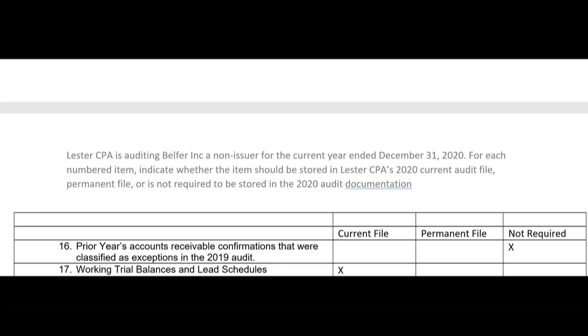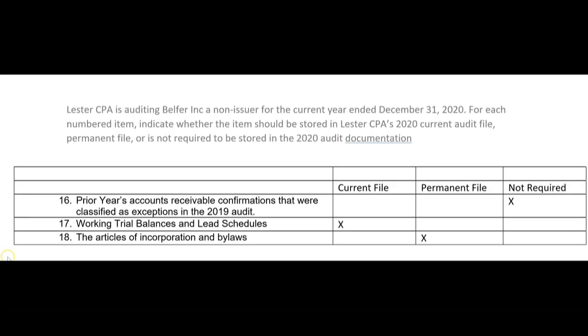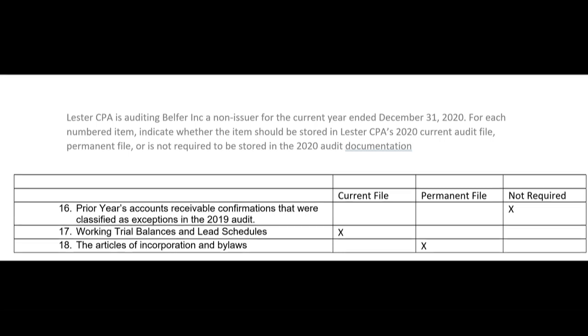All right, what's a lead schedule? A lead schedule is the audit document that reflects the major components of one amount reported on the financial statements. For example, the client's cash balance. All the client's cash accounts are summarized on a single schedule known as a lead schedule for cash. The client might have 6 cash accounts, and they'd all be summarized on a lead schedule for cash, and this amount should tie in to the cash balance on the financial statements. And that's why this lead schedule, along with the working trial balance, would be stored in the current file.